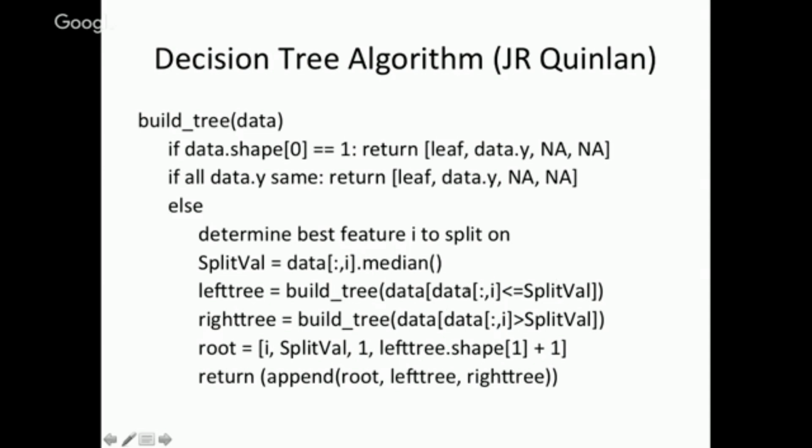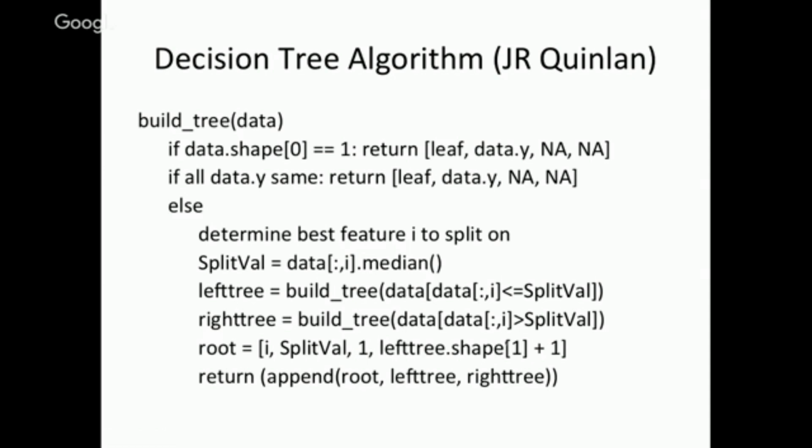This expression is called a comprehension. You can specify, okay, look through my data, find all of the elements where this column is less than split val, grab those columns out of data, and we will use that to build our left branch.